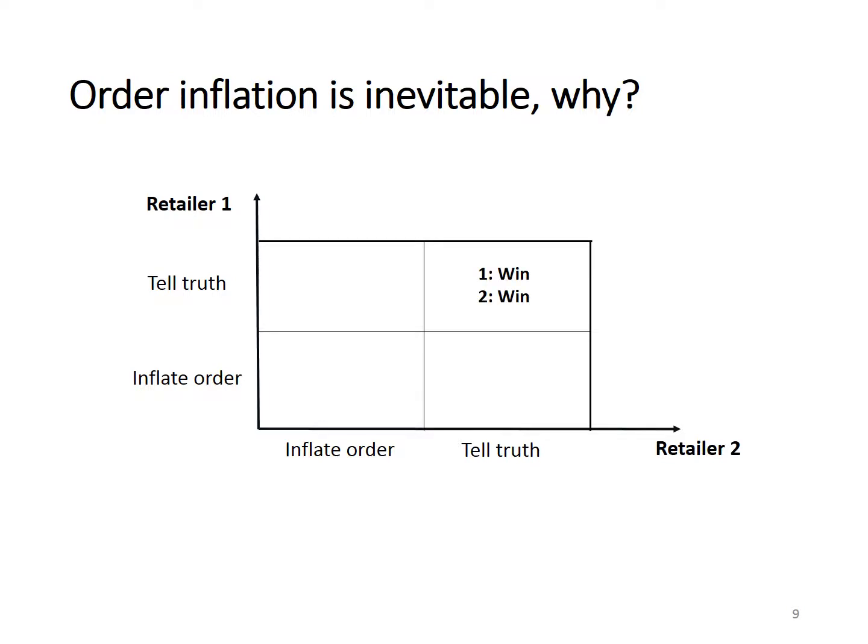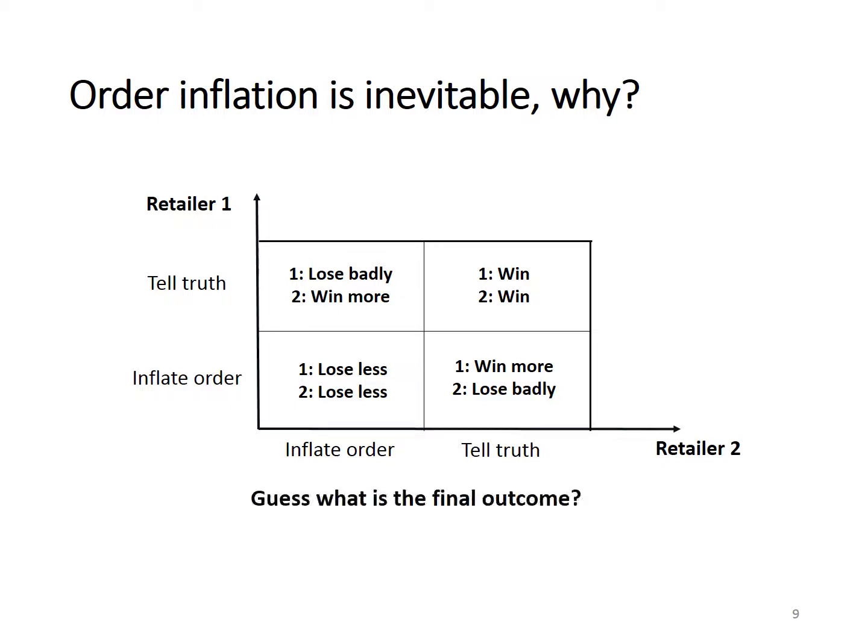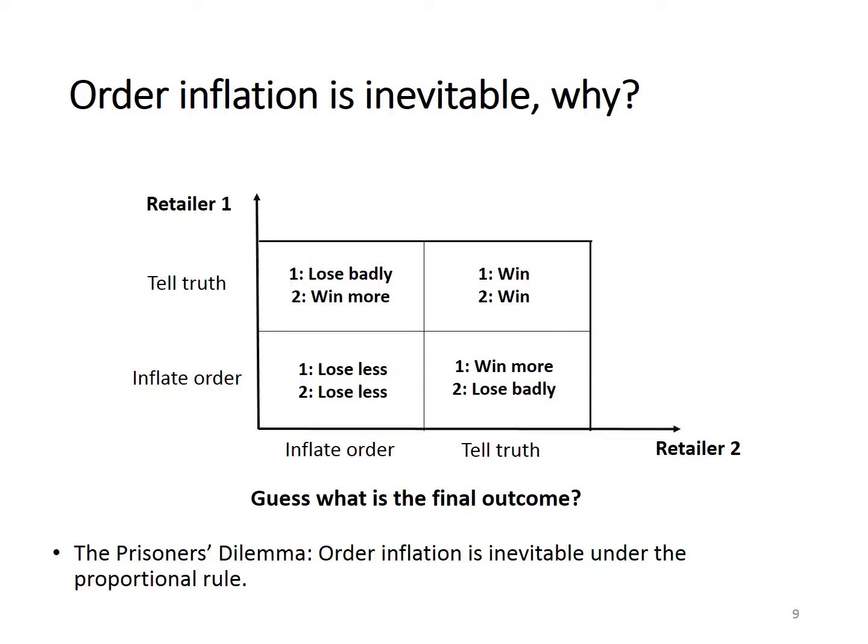Here's the win-win situation, where everybody tells the truth. And here is the lose-lose situation, where everybody inflates the orders. Now, they will eventually choose the lose-lose outcome, because if one tells the truth but the other inflates the orders, the one who tells the truth will lose more. So, in the end, order inflation is inevitable, and everyone will lose, which is the prisoner's dilemma.